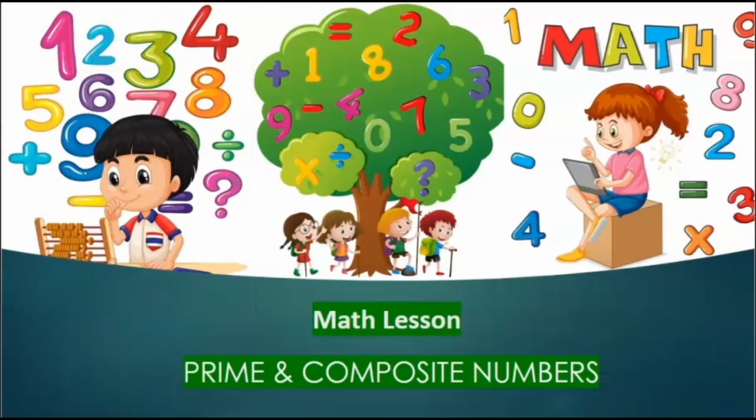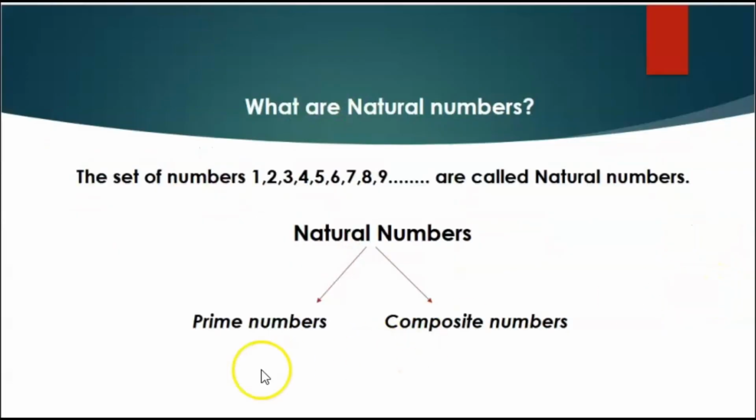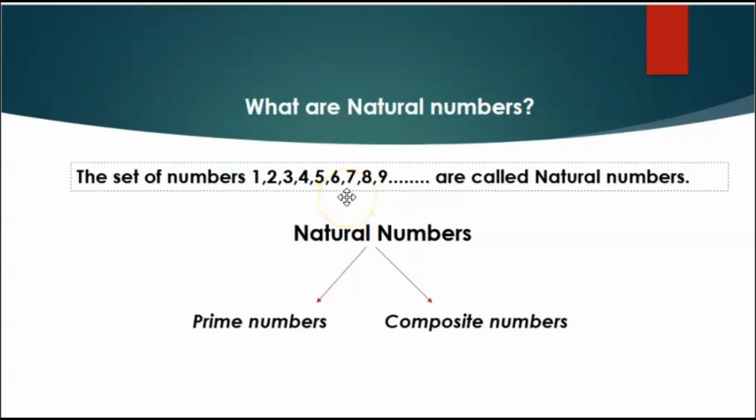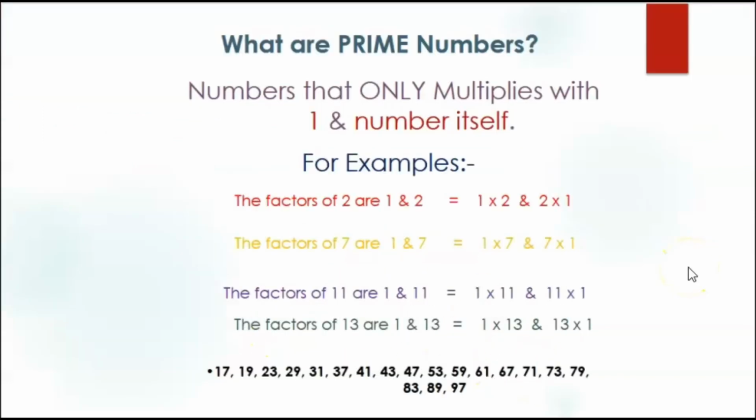So let's get started. Before we dive into prime numbers and composite numbers, let us first understand what natural numbers are. The set of numbers 1, 2, 3, 4, 5, 6 and so on are called natural numbers. Natural numbers can be divided into prime numbers and composite numbers. Now let's see what prime numbers are. Prime numbers only multiply with 1 and the number itself.